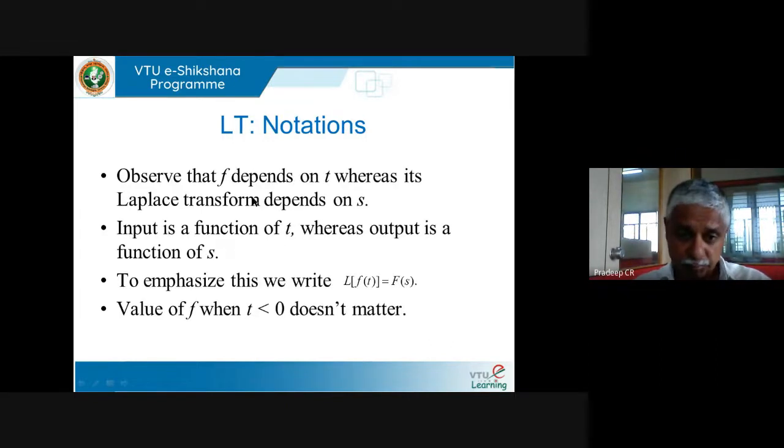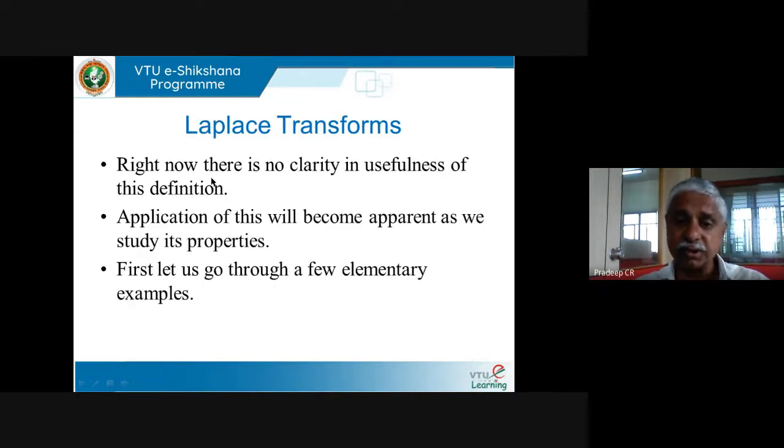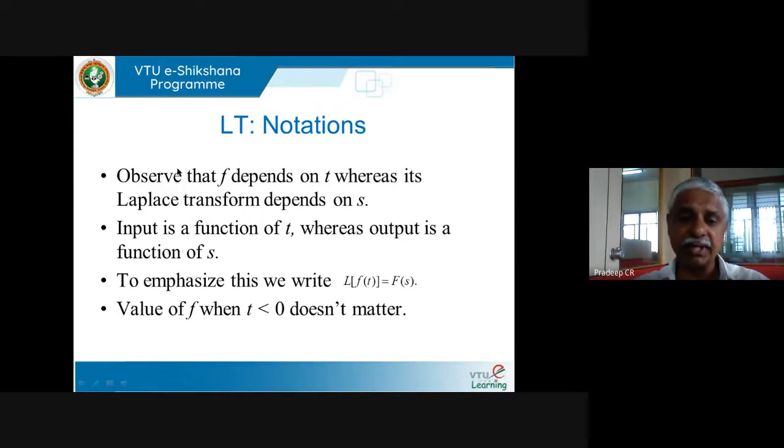That's what I have told here. Observe that f depends on t, whereas its Laplace transform depends on s. s is the variable on which the Laplace transform depends. This is the point which makes a lot of students uncomfortable the first time. In differentiation and integration, you start with a function of x, and the answer is also a function of x. But here in the Laplace transform, I start with a function of t, but I end up with a function of something else. Where is the connection? It's like a different universe.